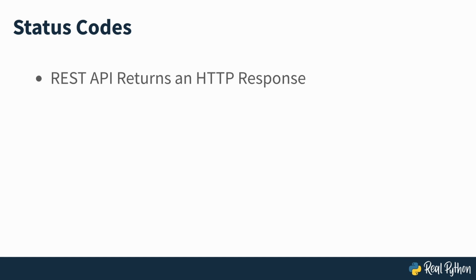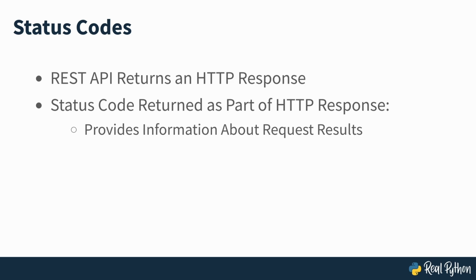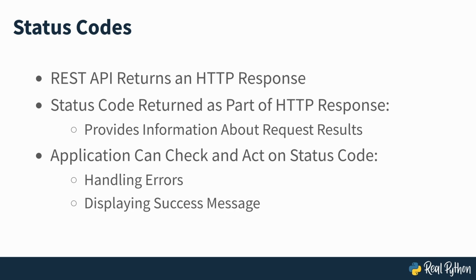Once a REST API receives and processes an HTTP request, it will return an HTTP response. Included in this response is an HTTP status code. This code provides information about the results of the request. An application sending requests to the API can check the status code and perform actions based on the result. These actions could include handling errors or displaying a success message to the user.